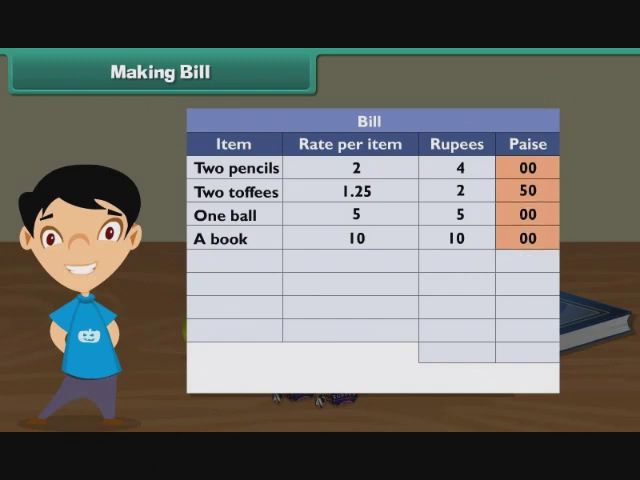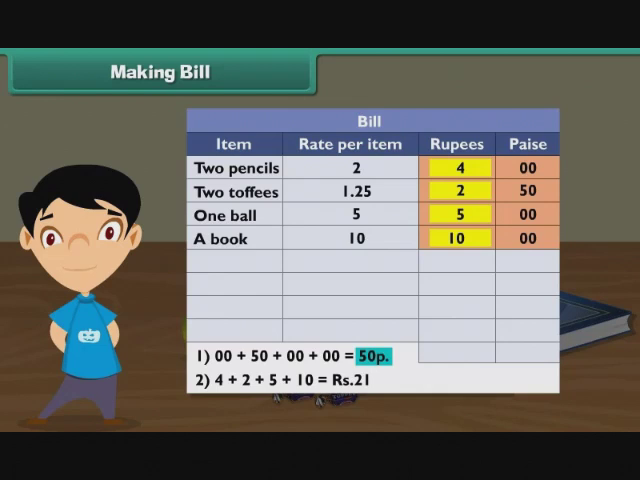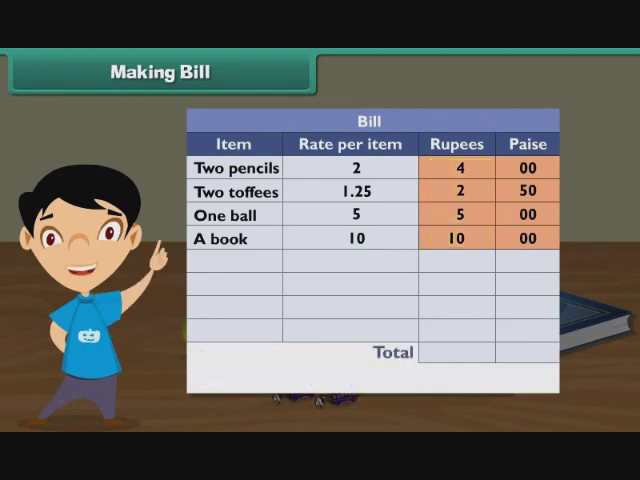Add numbers in the paise column. Add 00 plus 50 plus 00 plus 00, which is equal to 50 paise. Add the numbers in the rupees column. Add 4 plus 2 plus 5 plus 10, which is equal to 21 rupees. Make a new row. Write total in this row under the rate per item column. Write 21 rupees in the rupees column. Write 50 paise in the paise column. The bill is ready. Ramita has to pay rupees 21 and 50 paise to the shopkeeper for her purchases.